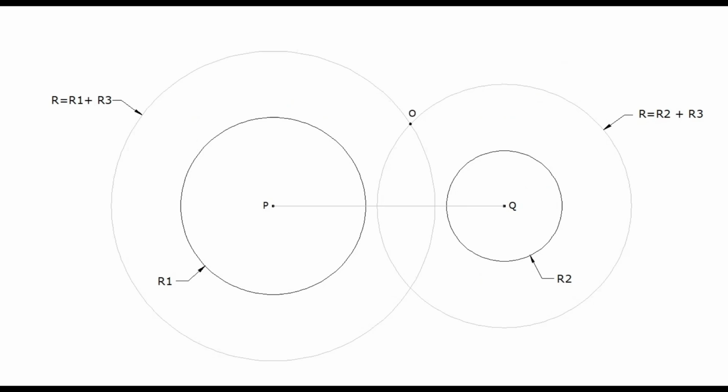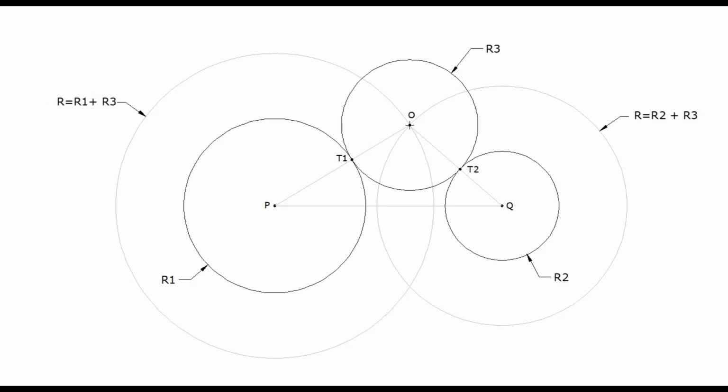Intersection points of these two circles is the center of the tangential circle. Draw a line connecting this intersection point and the center of circles. Those lines will intersect on the corresponding circles. These are the tangential points of the circles. Now draw the circles with R3 as radius.